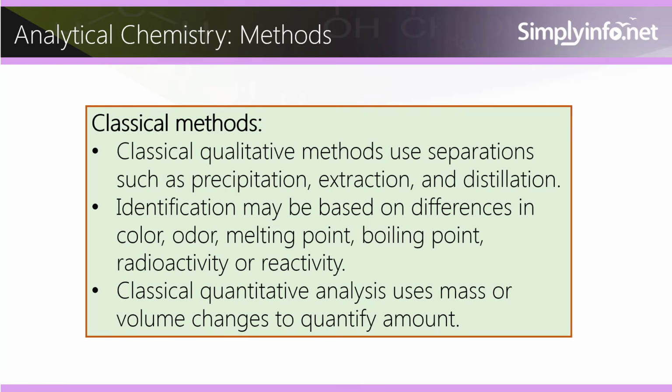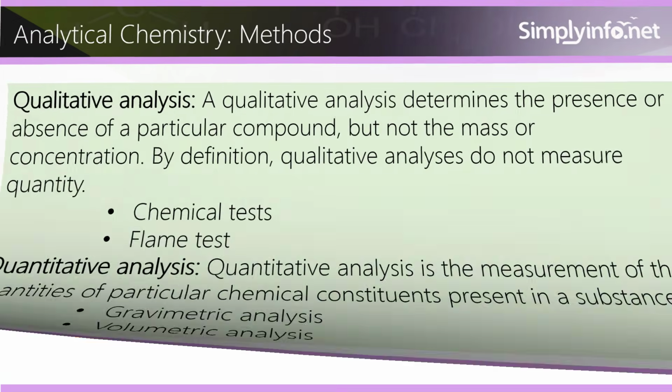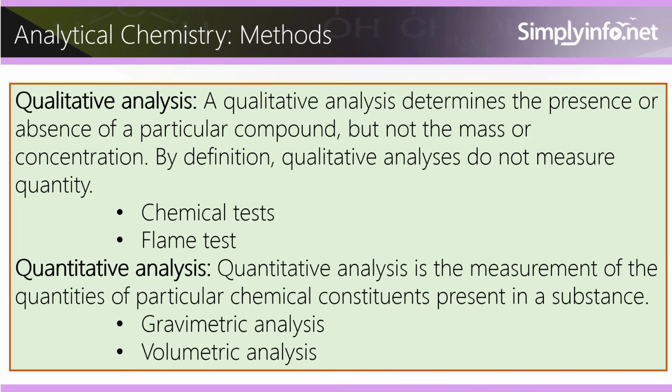Identification may be based on differences in color, odor, melting point, boiling point, radioactivity or reactivity. Classical quantitative analysis uses mass or volume changes to quantify amount. Qualitative analysis. A qualitative analysis determines the presence or absence of a particular compound but not the mass or concentration. By definition, qualitative analysis does not measure quantity.